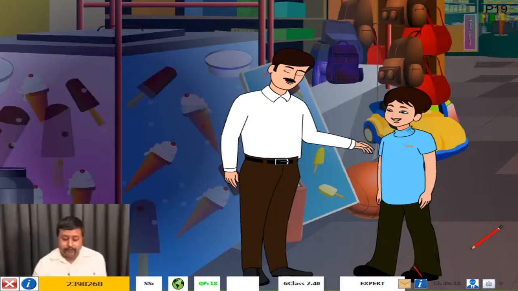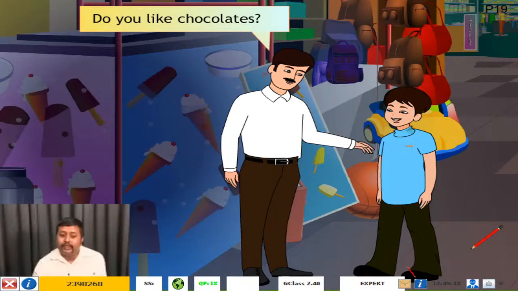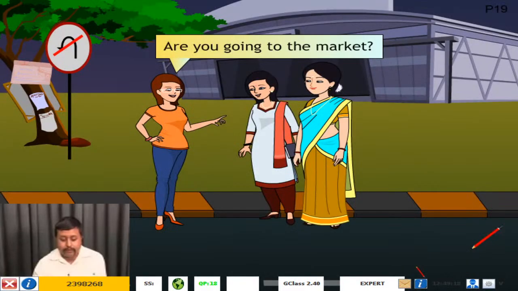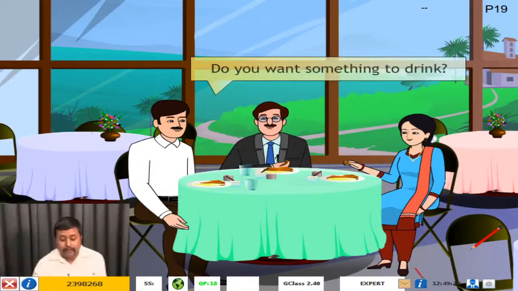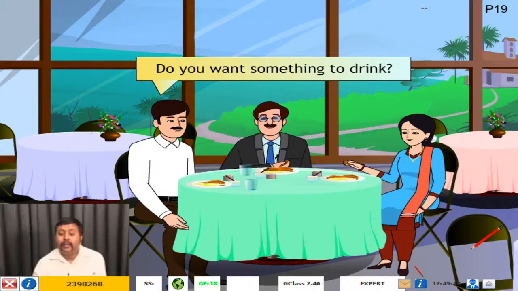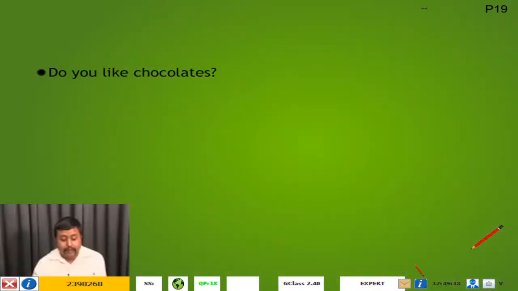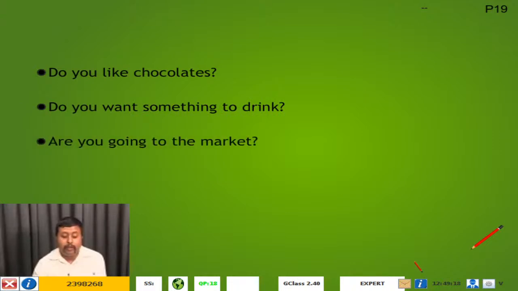Now moving on, do you like chocolates? A question has been asked. Are you going to the market? Another question has been asked. Do you want something to drink? Another question has been asked. Right? Do you like chocolates? Do you want something to drink? Are you going to the market? These are what? Examples of questions. Questions are being asked in these sentences.